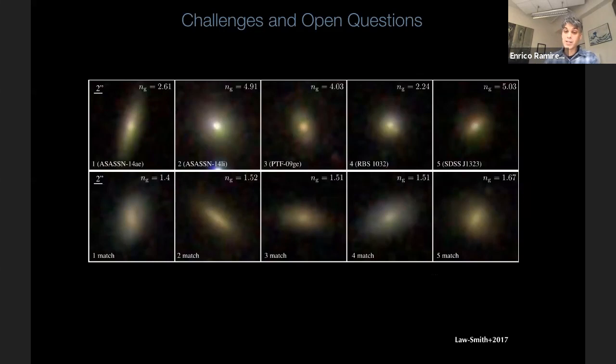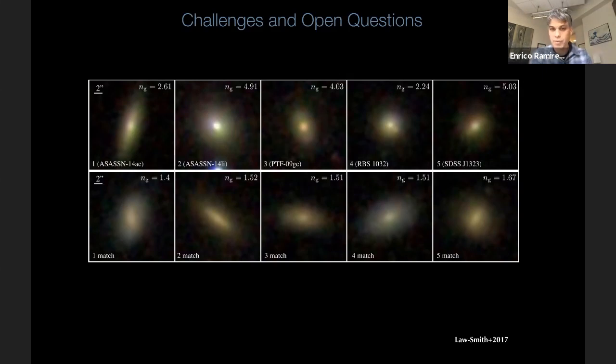When you actually look at the host galaxies, this is a beautiful comparison by Jamie Law-Smith, in which he basically matched every single property that he could on the galaxies, in terms of black hole mass and star formation, and then compared those to the hosts of TDEs. As you can see, the matches have much less centrally concentrated cores, which in this case are characterized by the Sérsic index. And you can see that these systems have high concentrations of stars in their centers.